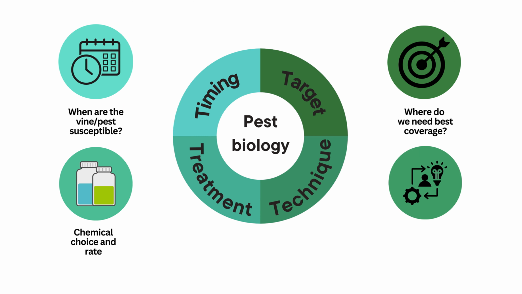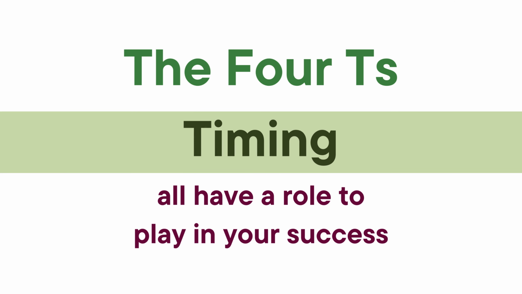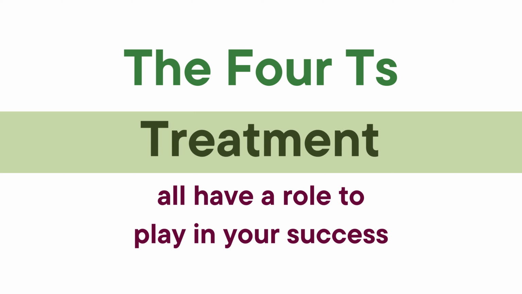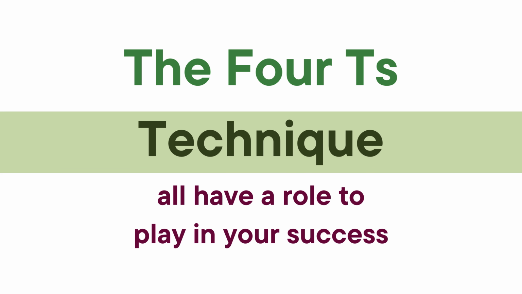And the fourth T is technique. And this is where we think about what are the manipulations that we need to make to the equipment so that our droplets will reach and stay on each of the targets. We need to get a really high rate of success with each of the 4 T's. And, I'm going to talk through a scenario.